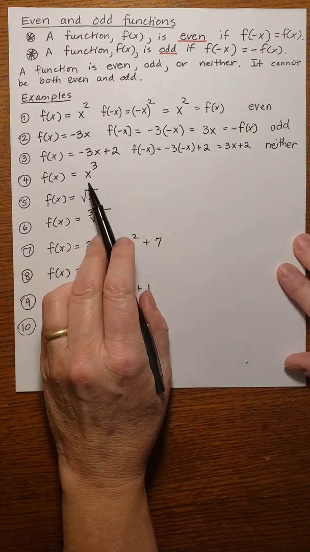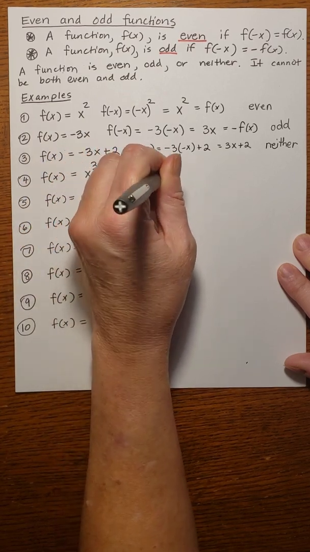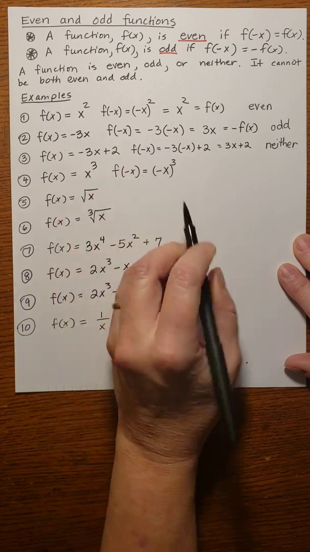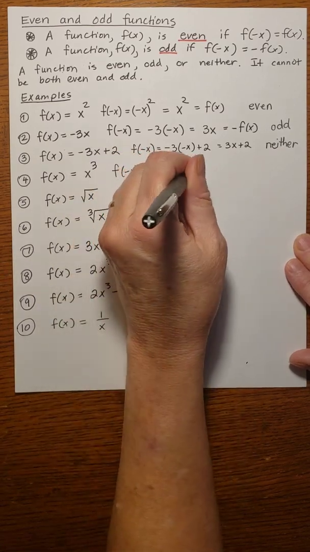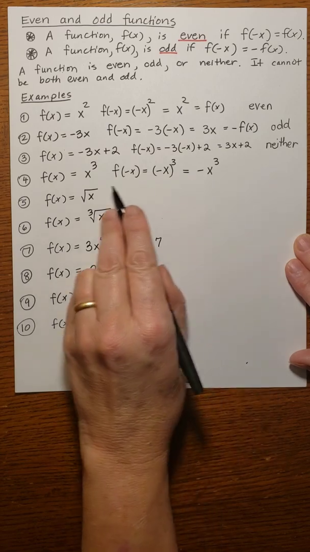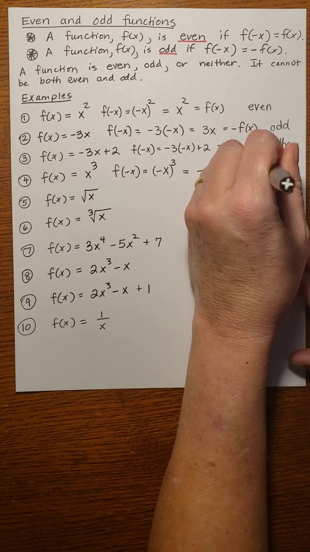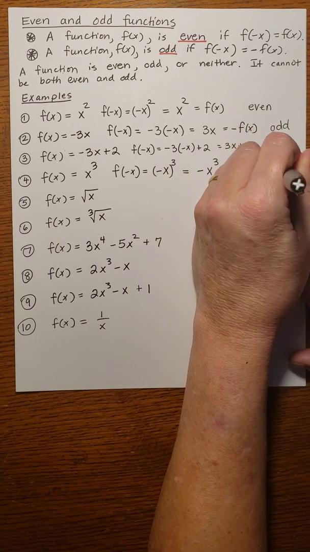Here we have a cube function. Plugging in negative x into our function, we have negative x cubed. And because the exponent is odd, we keep the sign. This is the opposite sign of my original function. And so this function is odd.